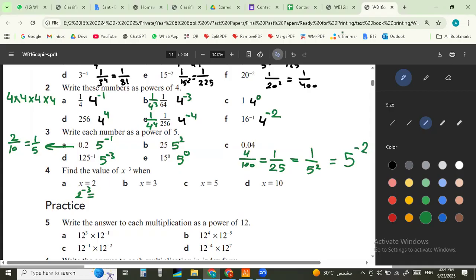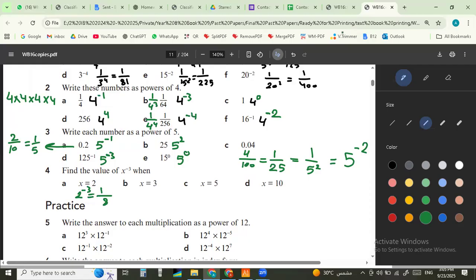Yeah, Mr., 2 to the power of 3 is 8. Yes, 2 to the power of 3 is 8, but 2 to the power of negative 3 is 1 over 8. Okay? So 2 to the power of 3 is 8, correct, but negative 3, so 1 over 8.